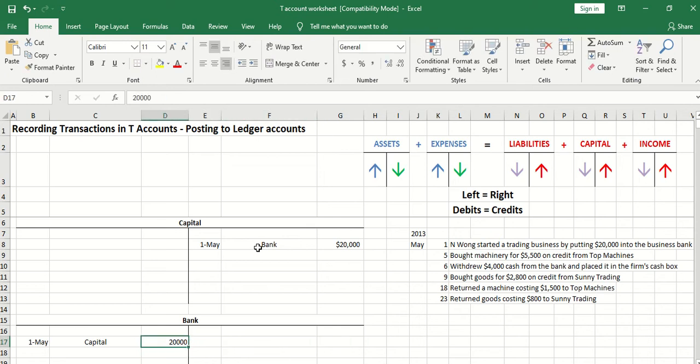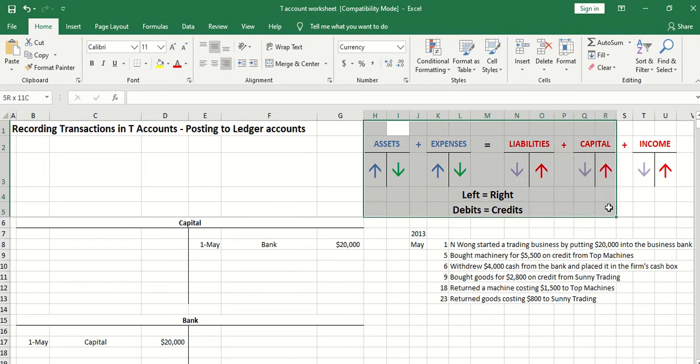Okay, so what you see here is that I've got an entry on the right-hand side, and I've got an entry on the left-hand side. And it's for $20,000 on both the left and the right, and therefore my accounts will balance. They will equal each other. My lefts will equal my rights. The accounting equation will hold. Everybody will be happy.